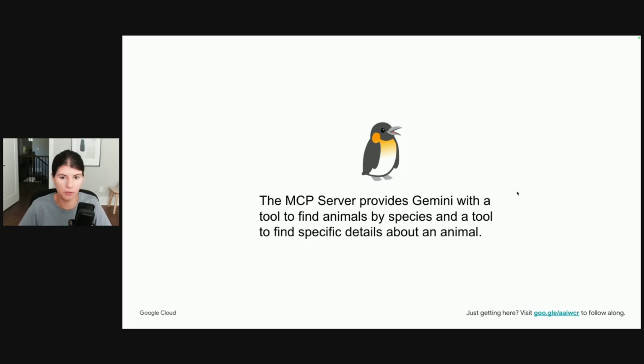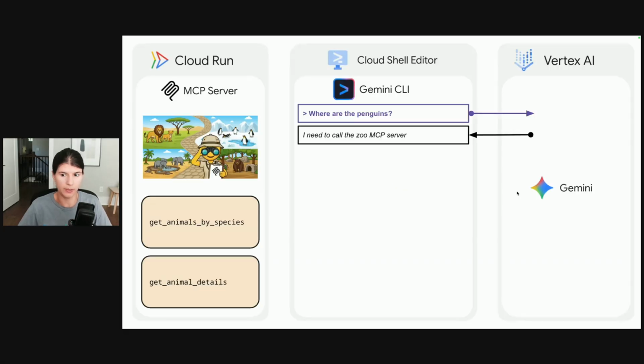So the MCP server provides the Gemini model with a tool to find animals by species and a tool to find specific details about that animal. That's something we will implement in the MCP server. So Gemini now has those two tools, find animal by species and find details about an animal. Okay, so two tools in the MCP server that we can use.